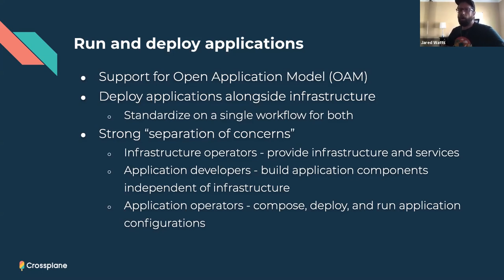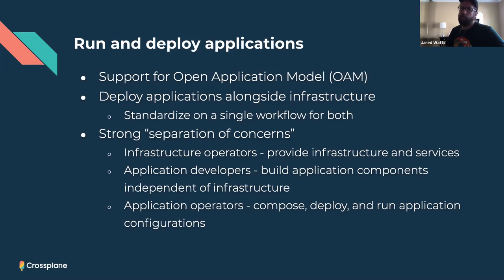A key part of the Crossplane project from the very beginning was this idea of a separation of concerns. And that's also a key component of the OAM spec as well. So that's why there's a very good alignment between Crossplane and OAM, where there are a couple of different personas involved. As an infrastructure operator, you want to define the infrastructure, the policy around it, what's okay, what's not okay, what you want to expose to your applications. And then application developers don't want to have to worry about those details, right?